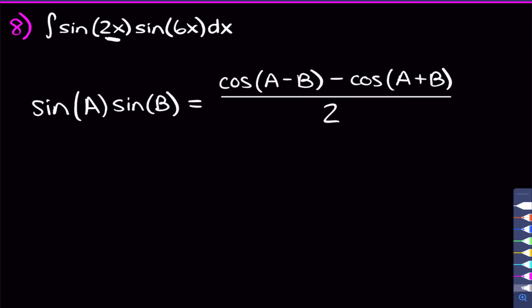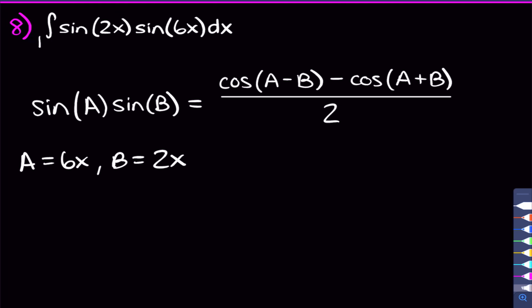Well, you could make a 2x and b 6x, but then if I did a minus b, that would give me a negative as the argument of the cosine, and I would rather not have that. So I'm going to make a 6x and b 2x. And that way I'll get a 4x in that first cosine, which will be nice.